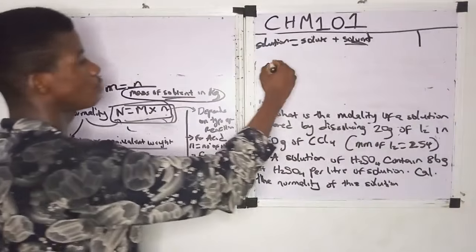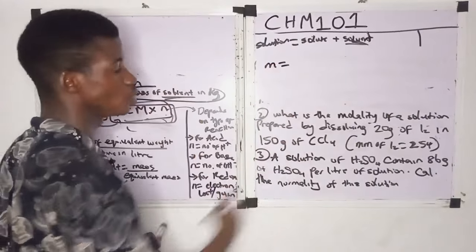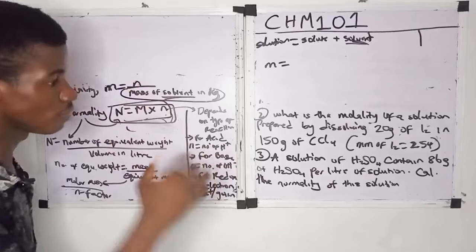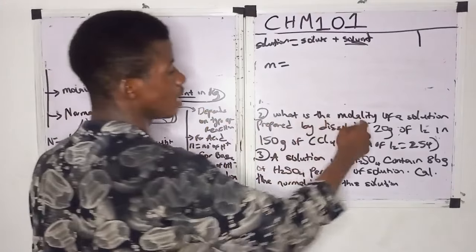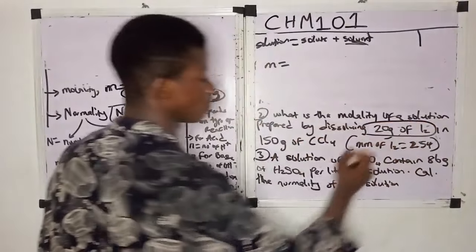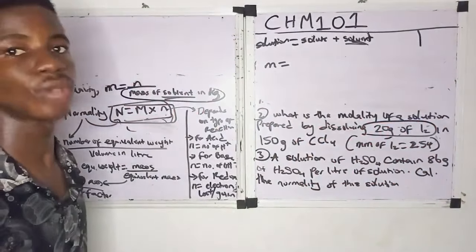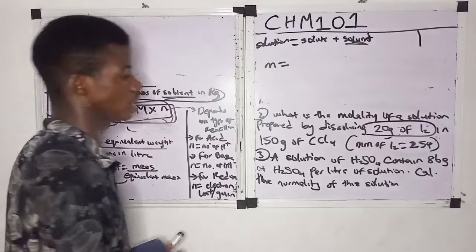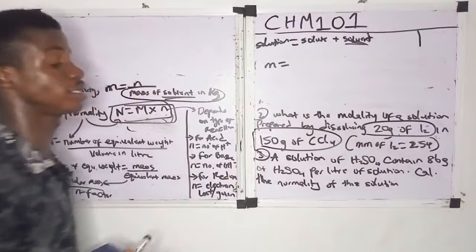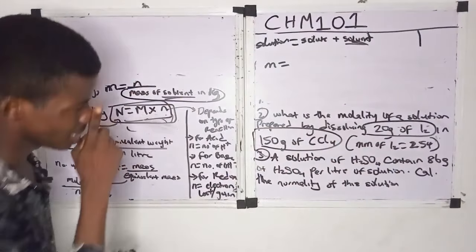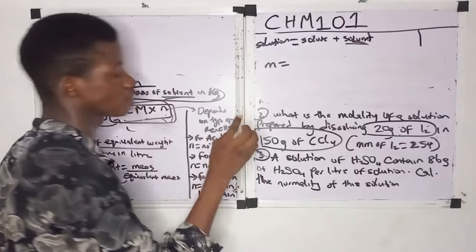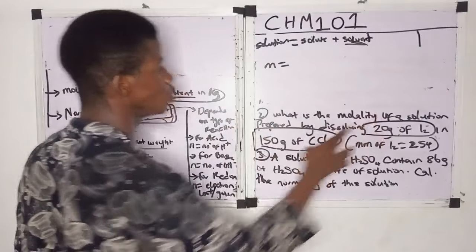So we're looking for molality, right? Number of mole of the solute. Now, what is the solute? Solute is the one that is already dissolved. Now, what is solvent? Let's look at this: what is the molality of a solution prepared by dissolving 20 gram of iodine? So iodine is what? It is a solute, okay, in 150 gram of tetrachloromethane. Okay, this is tetrachloromethane. So this is solvent, this is solute.